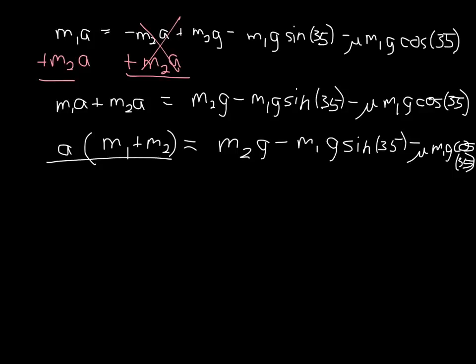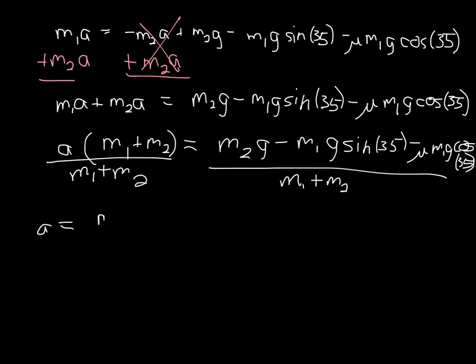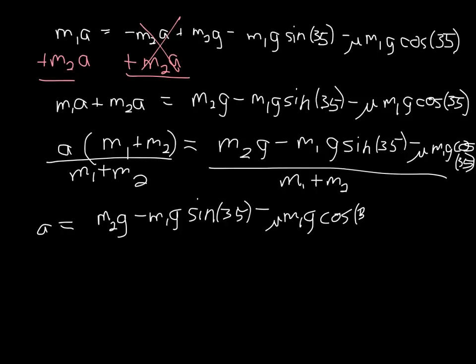Then I divide both sides by m1 plus m2 to get my a by itself. And this will give me an equation for a that says that acceleration is equal to m2 times g minus m1 times g times sine of 35 minus mu times m1 times g times cosine of 35, all divided by m1 plus m2.